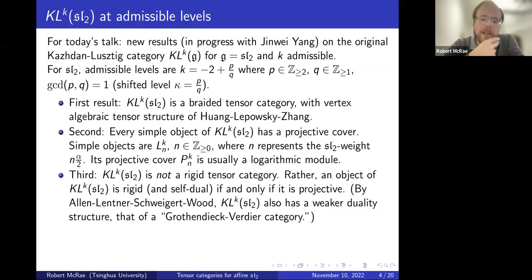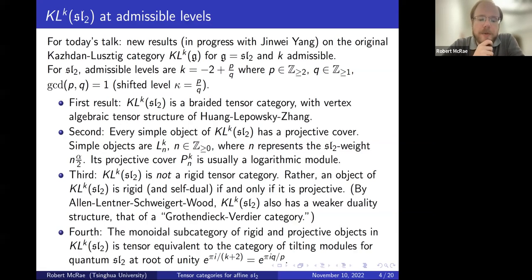I should mention also that there's this other interesting recent observation by Allen, Lentner, Schweigert, Wood, that this category does have a weaker duality structure, which recently people have been calling a Grothendieck-Verdier category structure. This weaker duality structure is what comes from contragredient modules, if you know what those are. But in this case, the unit object of the tensor category is not self-contragredient. So contragredient modules do not generally give you duals in this category.